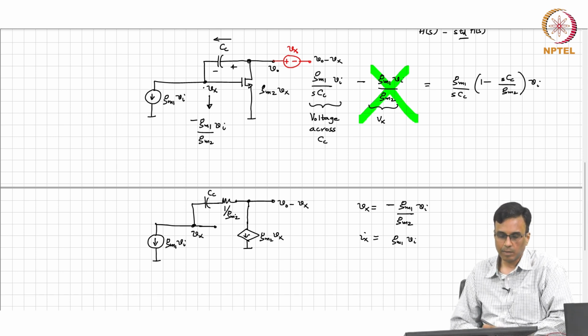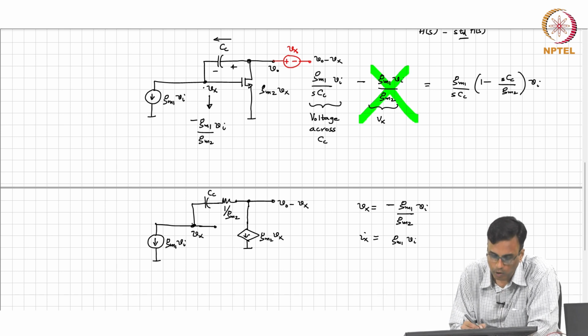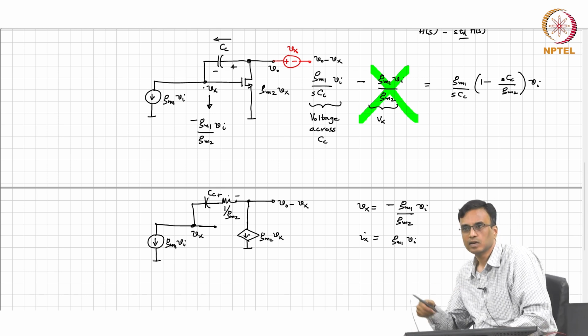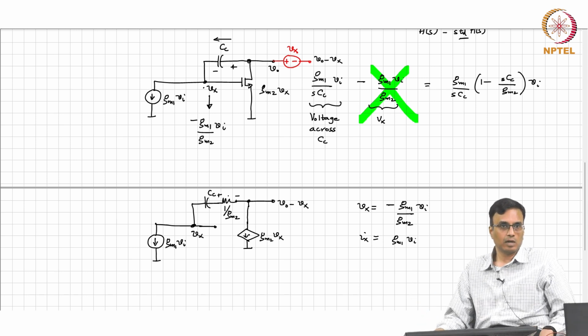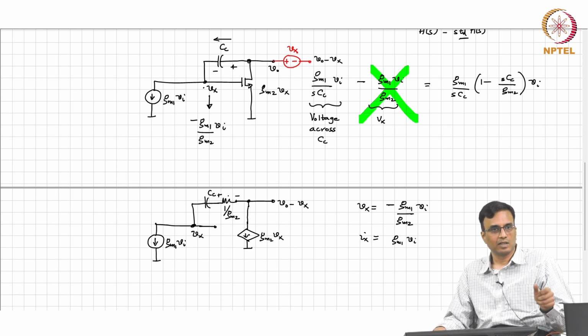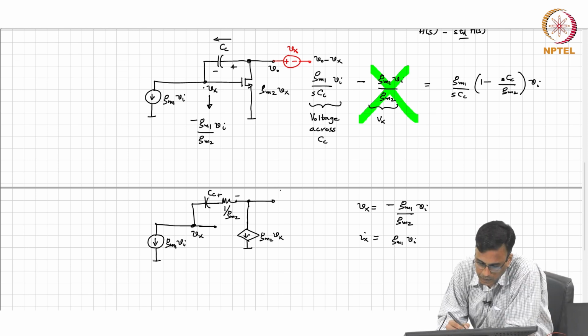Okay. This gives you a negative voltage, right? This is the same Vx in the opposite direction, right? So the output voltage is basically Vx plus 1 over SCC, plus the voltage across the capacitor minus Vx. So the effect of Vx is cancelled, and therefore you basically end up with GM1 by SCC times.